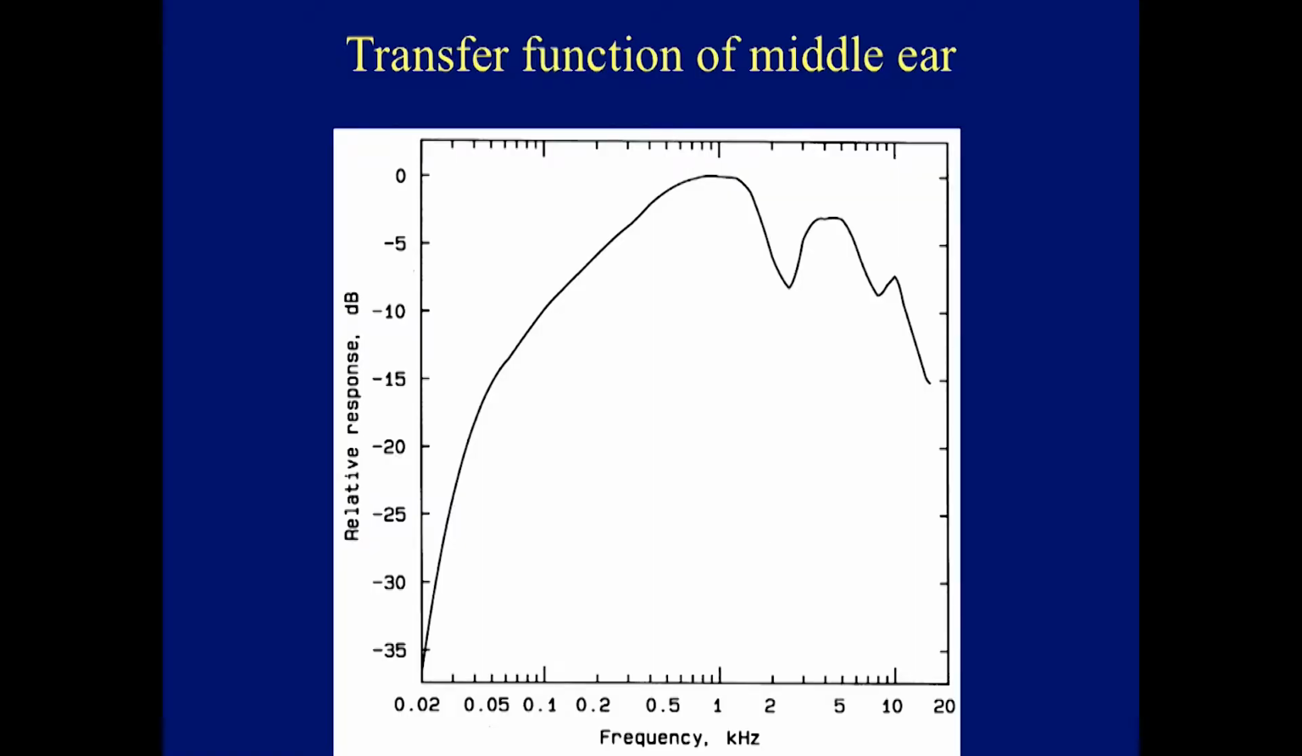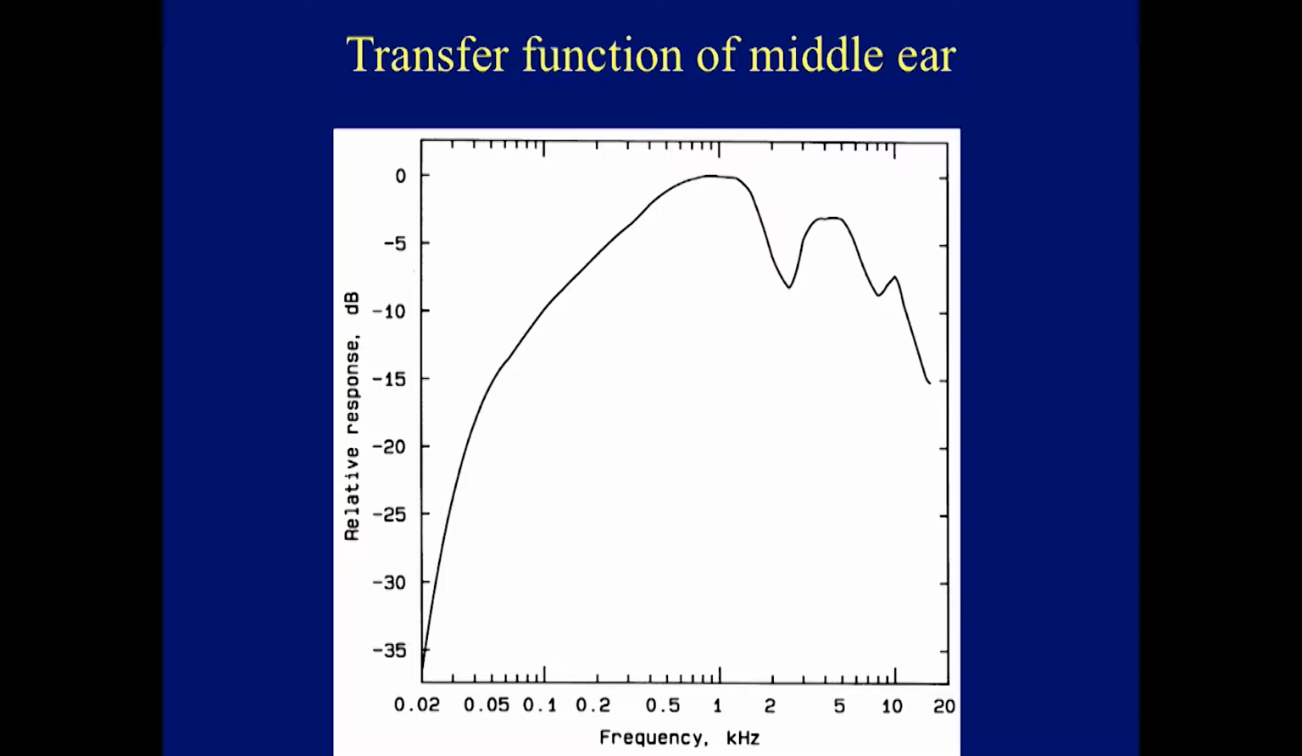The response also rolls off at very high frequencies, and this partly accounts for the upper frequency limit of hearing. So even young people can't hear much above 20 or 22 kilohertz because of this roll-off of the middle ear.